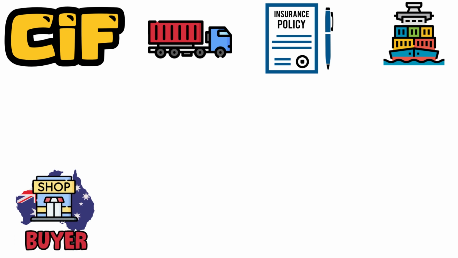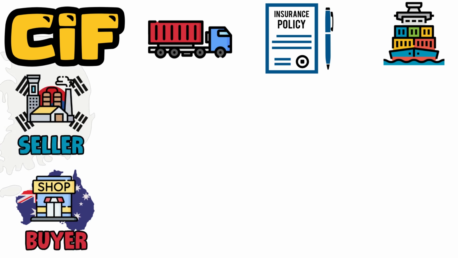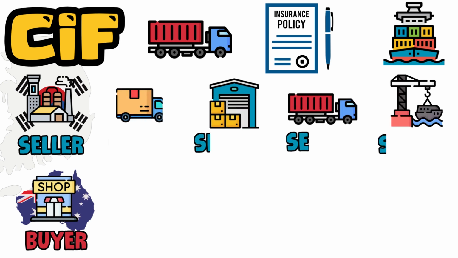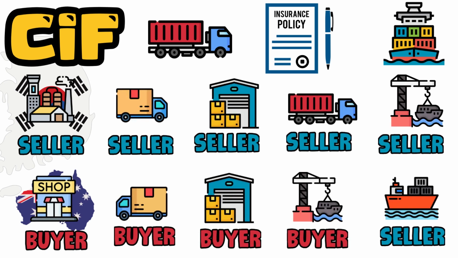Let's say you run an electronics store in Australia, and you're importing smartphones from South Korea with CIF terms. The South Korean supplier not only covers the cost of shipping the smartphones but also provides insurance. However, once those smartphones are on the ship, the risks and responsibilities become yours.